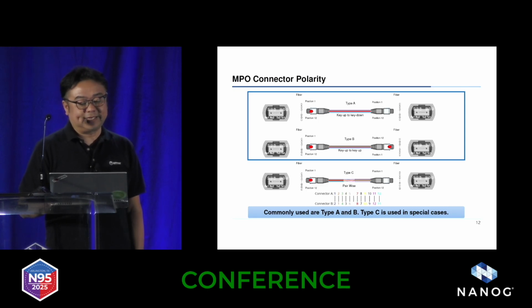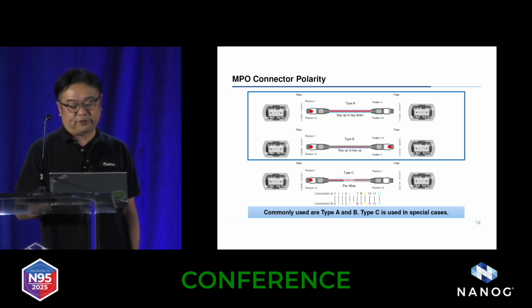As shown in the slide, there are mainly 3 types of cable, but type A and type B are most commonly used, and type C is only used in special cases. If the polarity is incorrect, the link will not come up, so MPO polarity is very important.